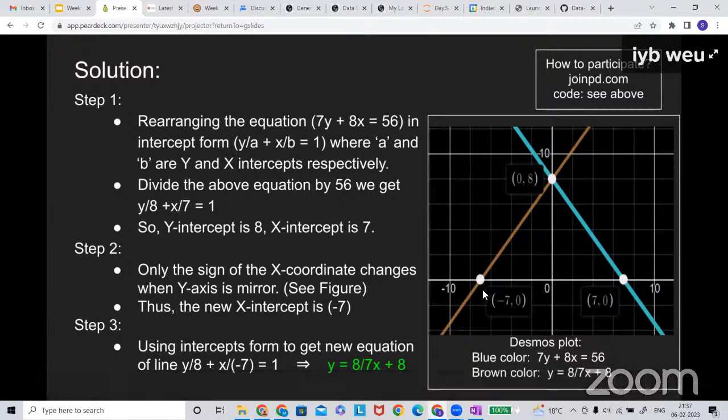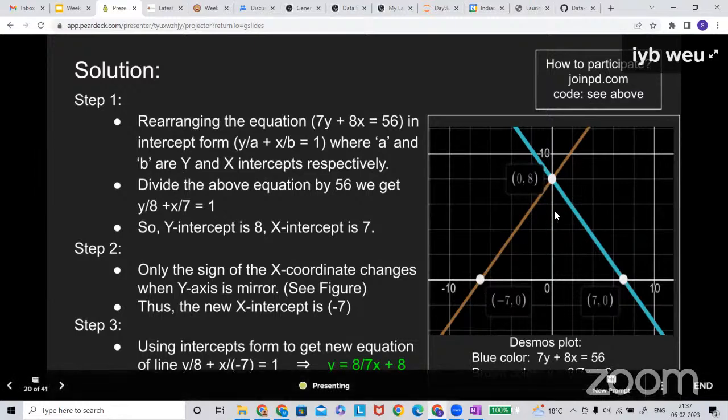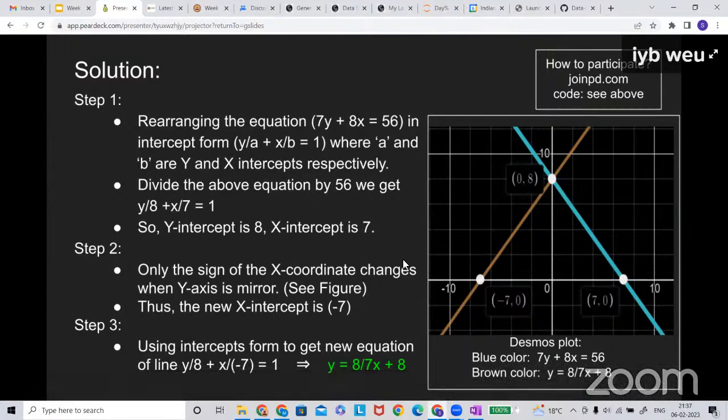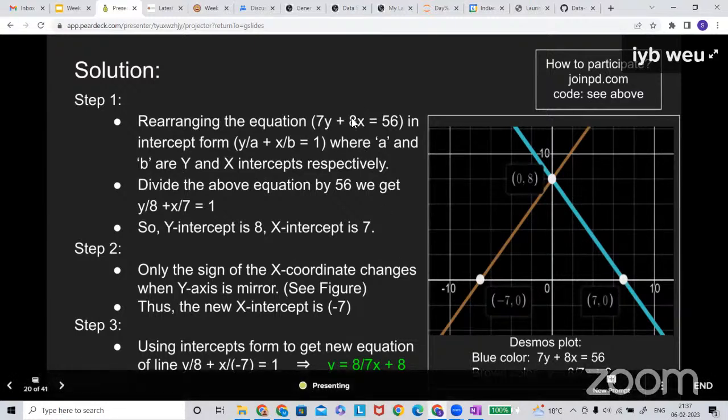Sir, if the mirror is on the x-axis, then only the y sign will change, right? Yes, only the y sign will change. Sir, if the mirror is on the y-axis, then we should only change x to minus x, so the equation becomes 7y minus 8x equals that. Yes, in place of x you can substitute minus x, because as the hint is given, directly you will get exactly the same equation. That will be very short.